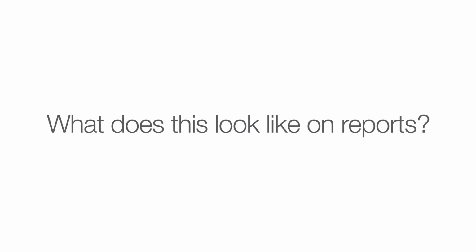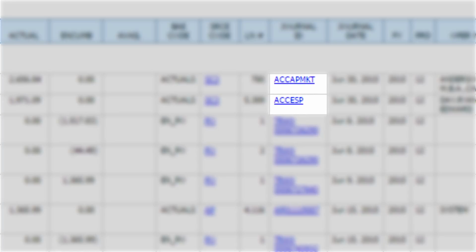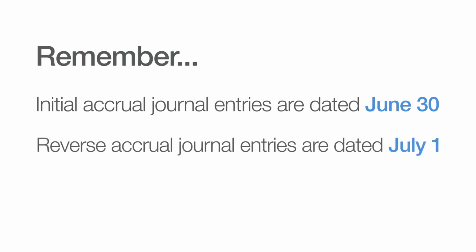So how do the accrual and reversal accrual entries look under financial reports? Let's check out the MFIN financial detail. Automated accruals have journal IDs that begin with the letters ACC. We recommend that you use the same naming convention for your manual accruals. The initial accrual journal entries are dated June 30th, even though they are run in July. Reverse accrual journal entries are dated July 1st and have the same journal IDs as the original accruals.